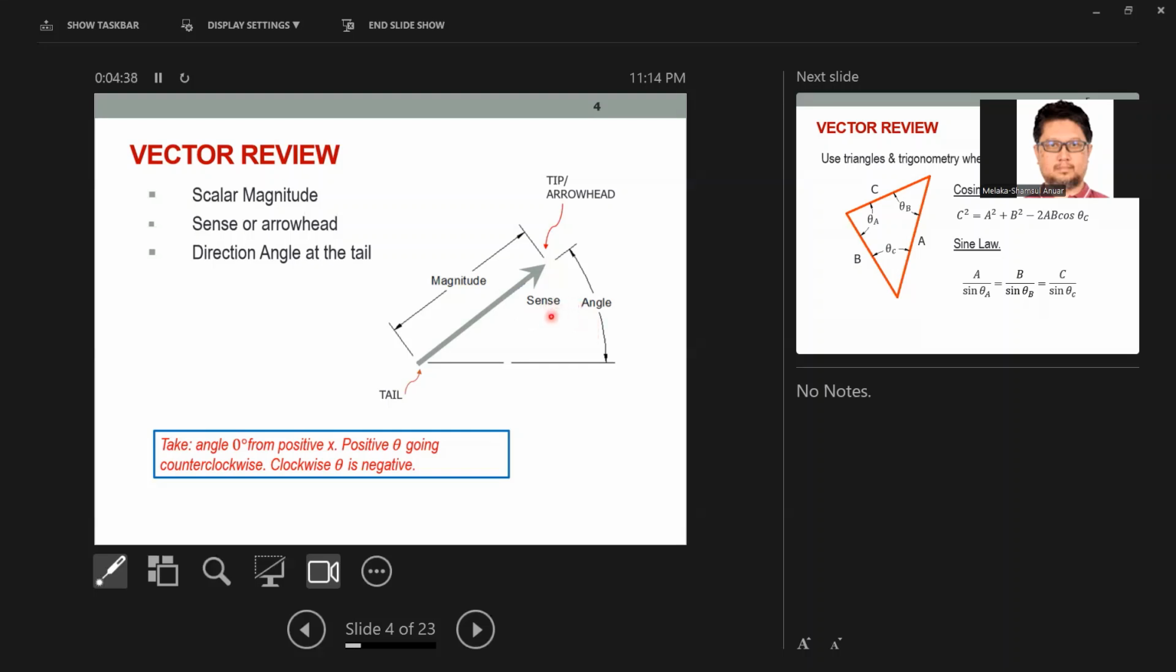And then the sense is referring to the direction, and usually the direction is given by an angle. So it is important for us to always locate or measure the angle in a certain way. I like to encourage you to always measure your angle from the tail, instead of sometimes from the tip and sometimes from the tail. So always do it from the tail.